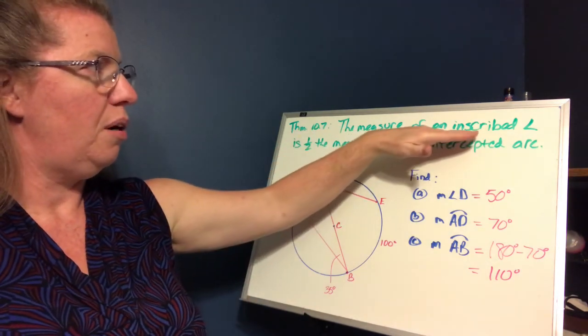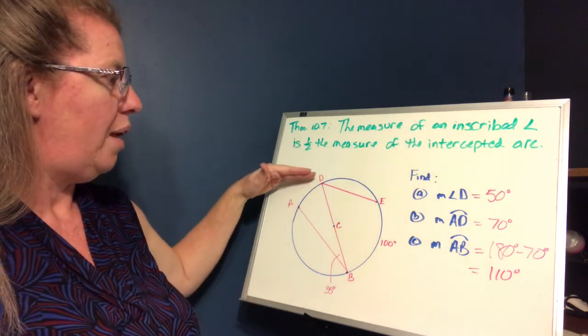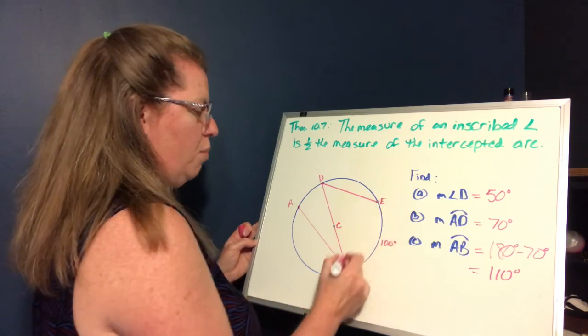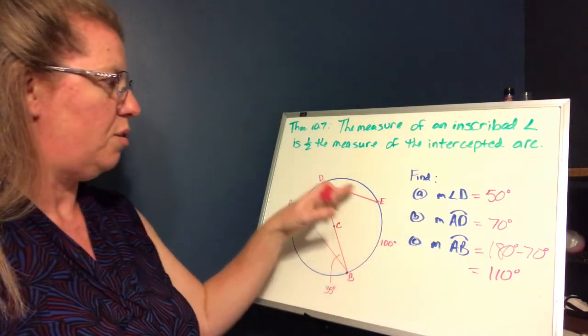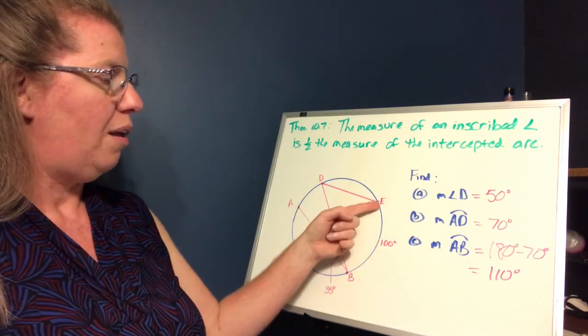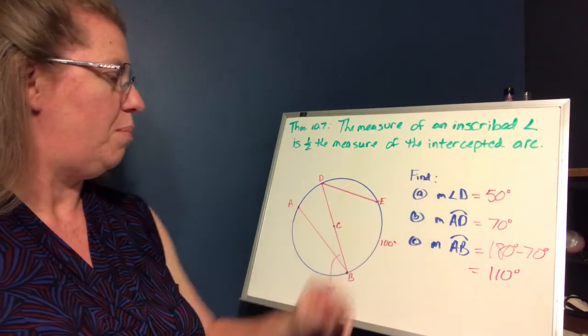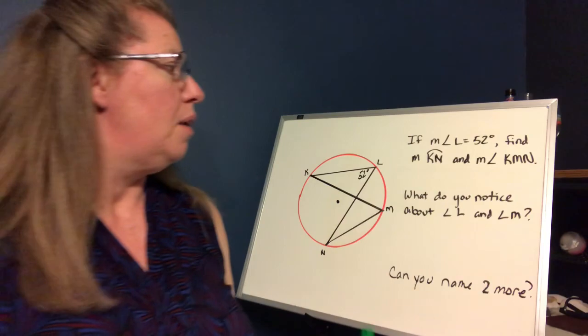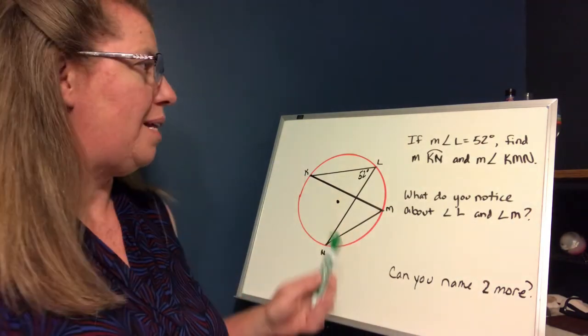definitions, your terms here. Inscribed angles are the angles that have a vertex on the circle and the endpoints are on the circle. So that's inscribed angle D, and the arc it creates is the intercepted arc. Let's look at one more example using our theorem 10.7.